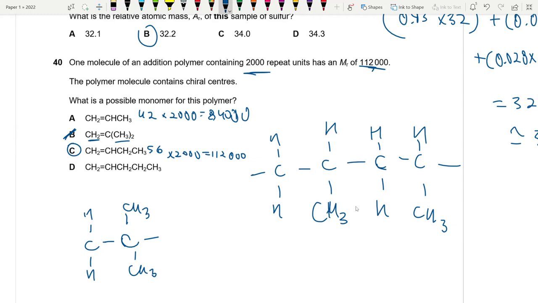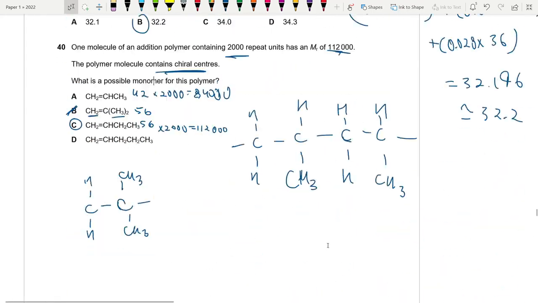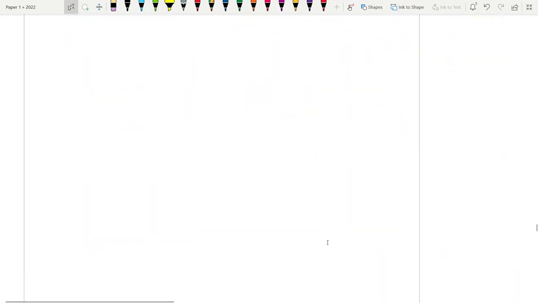All right, so that's that. So this was also 56, but it didn't fit the criteria of containing chiral centers. That's why we excluded B and C is the answer. Okay, guys, hopefully that made sense. Hopefully that helped you. So that's all for today.